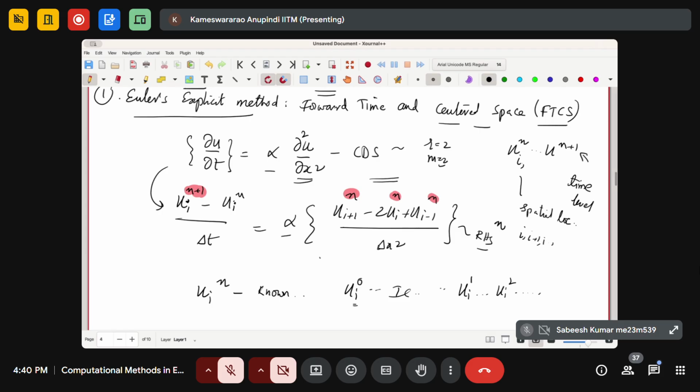So if the entire right hand side is evaluated at the nth time level, that means everything is known there. That is known as an explicit method, because you don't have to solve a system of equations. It is explicit because you just have to substitute the known values of u_i^n, u_(i+1)^n, u_(i-1)^n, and then use the values of delta t, delta x square, alpha. Just calculate u_i^(n+1), right?